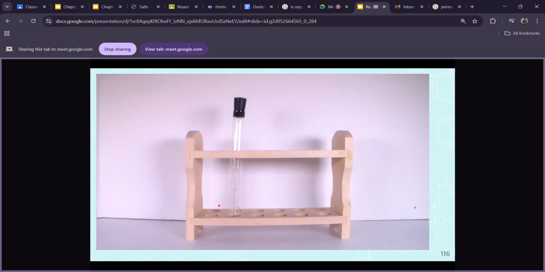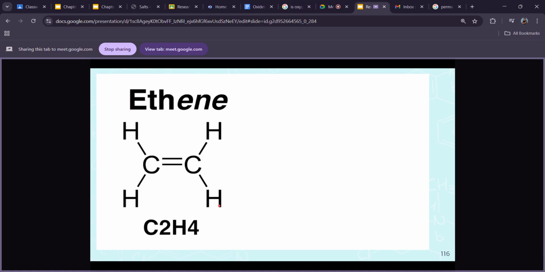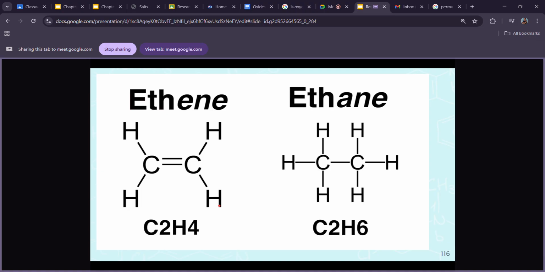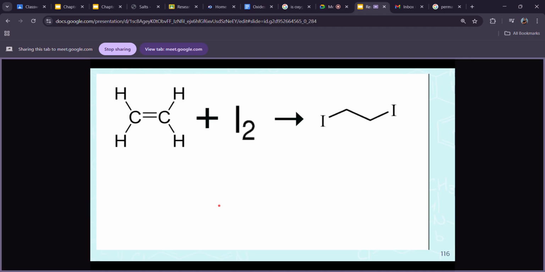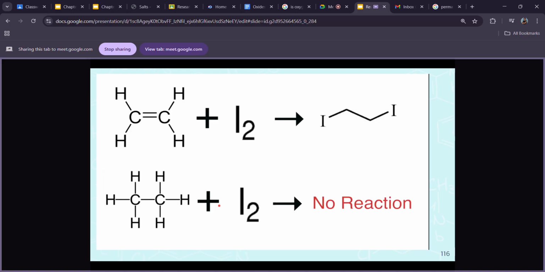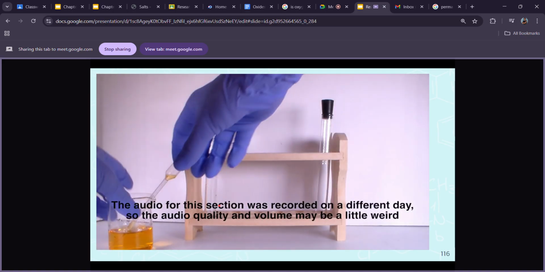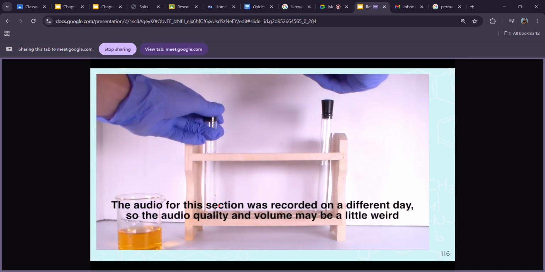You might be wondering, how can we be sure this is ethene and not ethane? Remember how I said earlier that ethene is more reactive than ethane? Well, we can actually use its reaction with iodine to test it. Ethene reacts with iodine, forming diiodoethane, but ethane does not react with iodine.